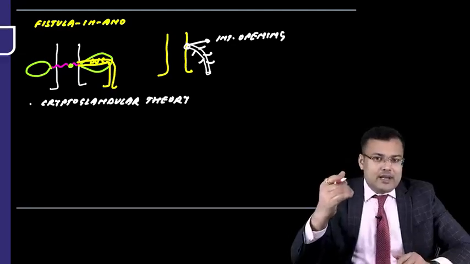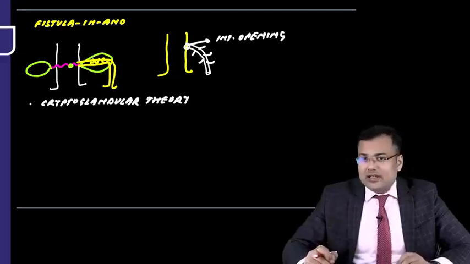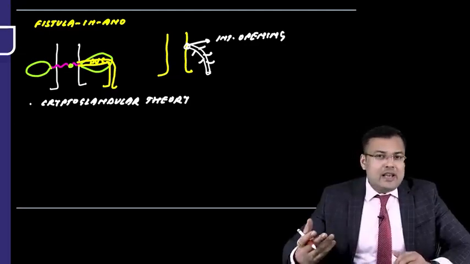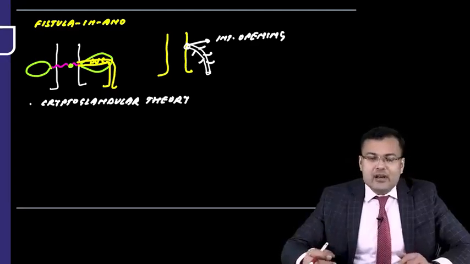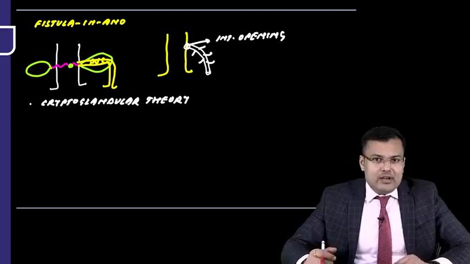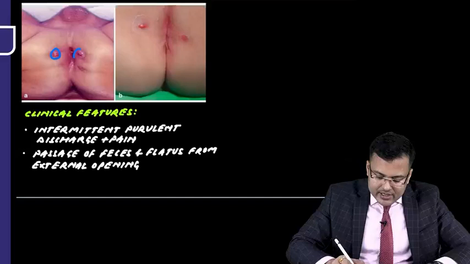Whenever the internal opening is located below the anorectal ring, that is known as low lying. So high lying means the internal opening is located above the anorectal ring, and low lying means it is located below the anorectal ring. Now see the presentation. These patients are having an external opening in the perineal region.